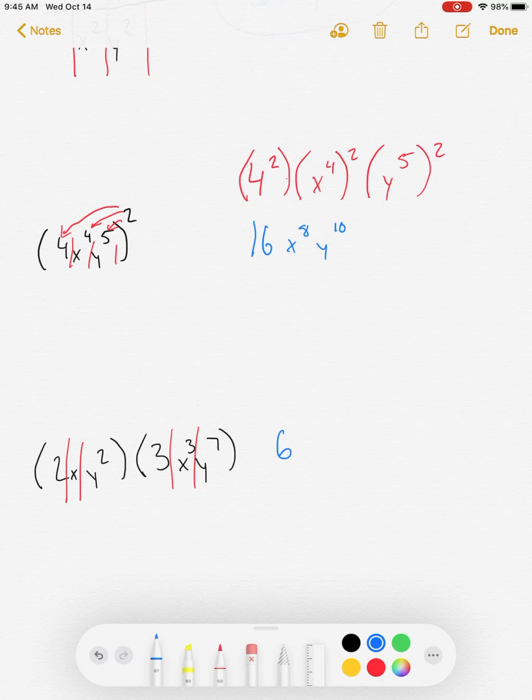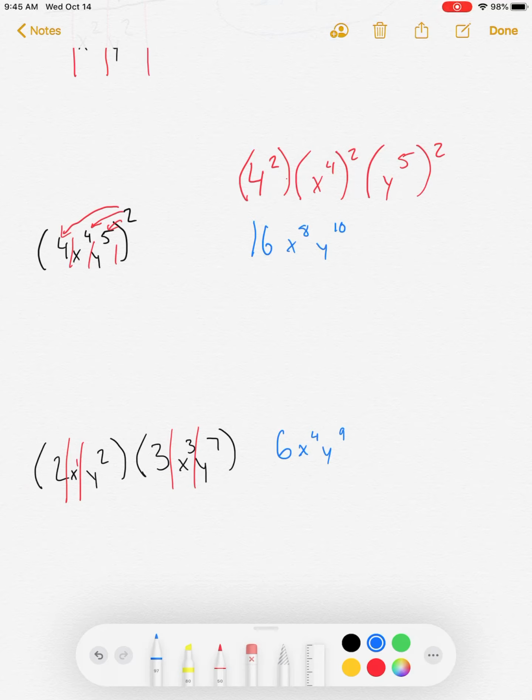Then x times x to the third, which we could rewrite x as x to the first, since there's no exponent up there originally. So we're going to do x to the first times x to the third, which would be x to the fourth, because we're adding those exponents. And then we have y squared times y to the seventh. So when we add those exponents, we have y to the ninth.